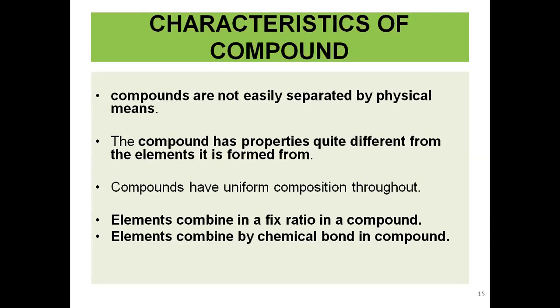The fourth point is that elements combine in a fixed ratio in a compound. For example, in carbon dioxide, we have one atom of carbon and two atoms of oxygen. When we talk about the water molecule, it has two atoms of hydrogen and one atom of oxygen. And the last property is that elements are combined by chemical bonds in the compound.